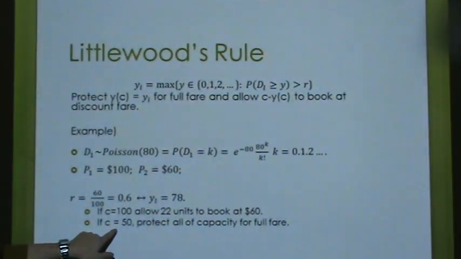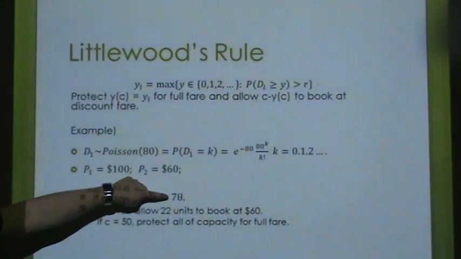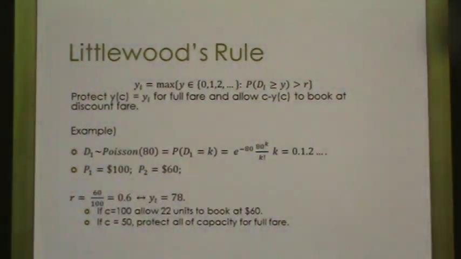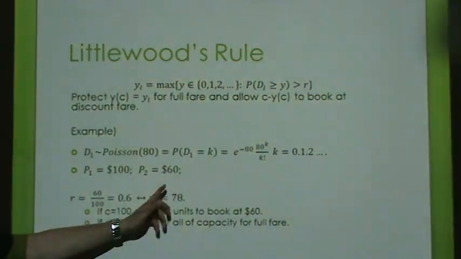If the capacity was 50, we would still protect 78, and that would eat up the whole plane. Even if the capacity went to some bigger number, we would just protect 78 and allow the bigger number minus 78 to book.